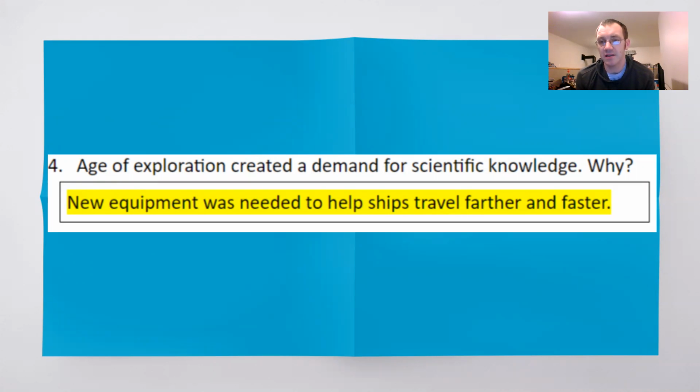And this demands scientific knowledge. And so you're going to see some government involvement here where they're going to back up science because they need new knowledge in order to be successful in expanding empires, creating new trade routes, and getting ships further out to sea. So new equipment was needed to help these ships. And science provided that.